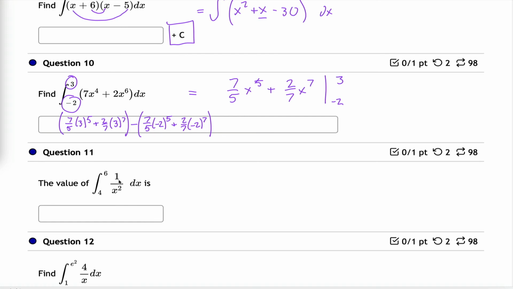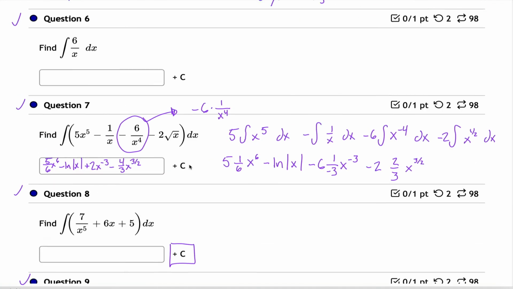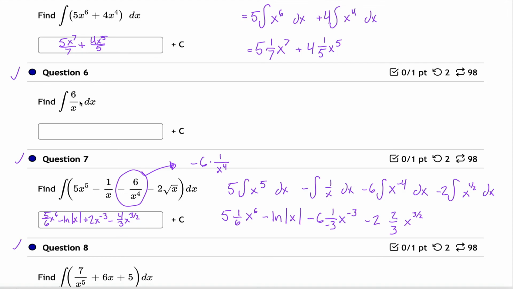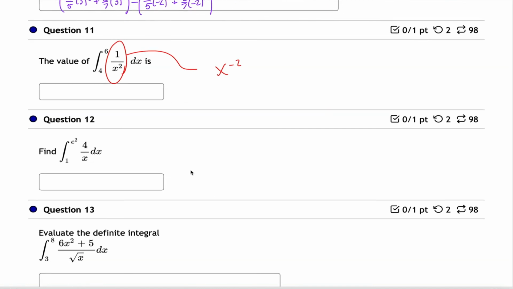Figure out the antiderivative. Maybe when you're figuring out the antiderivative, it'll help to rewrite this as x to the -2 power, and then evaluate it at 4 and 6. Figure out your answer. It goes right here. Question 12, same thing. I think you'll find question 12 is sort of similar to question 6. It has that same little trick that we saw with this term that involves natural logs. So that's something to look out for when you get to question 12.